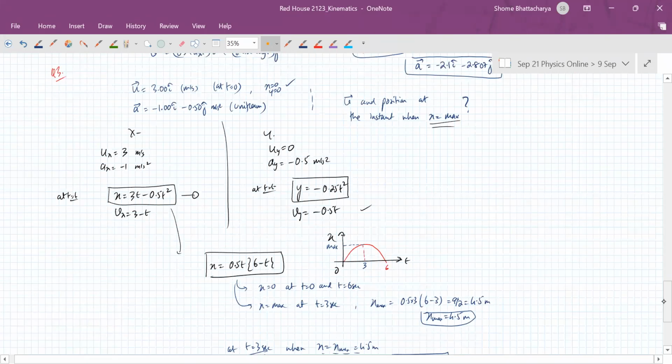How did you get Vy as minus 0.5 t? Okay, see, this information is given. So from this, as a formula, Vy is equal to Uy plus Ay into t. And the y component of displacement. So we're just using the 1D equations, but along the y-axis. Got it now? Okay.